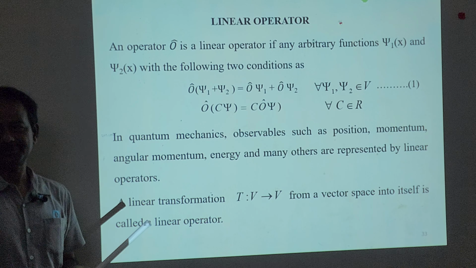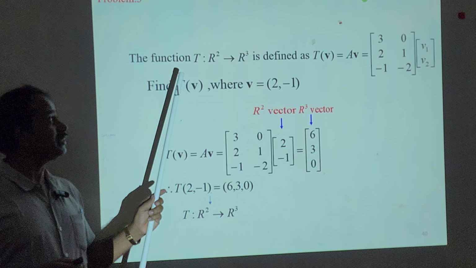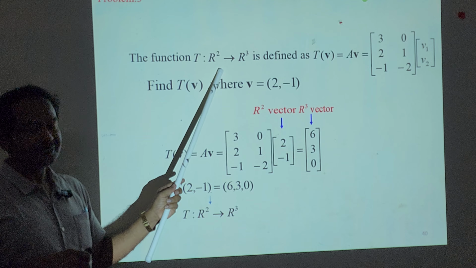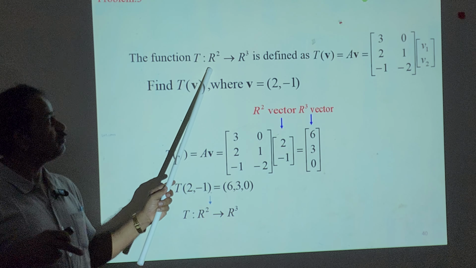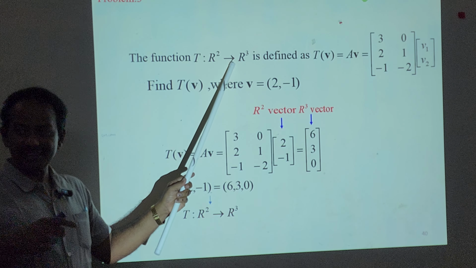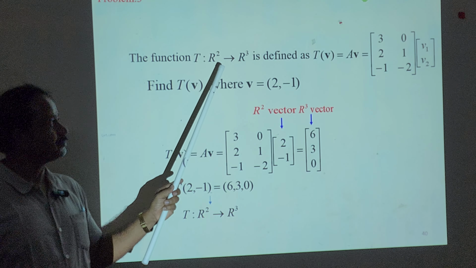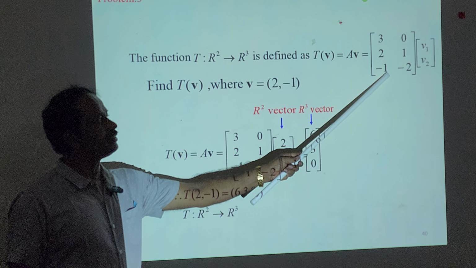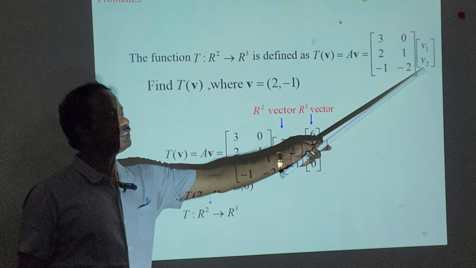Not only in vectors, but it also obeys in matrices too. So for example, you have T in matrices. We have R squared, which gives R3. Here we have the linear transformation of R squared: 2 coordinates will give you 3 coordinates. It is defined as T of V equal to AV, where A is given as this matrix and V vector is given as this. We are going to find T of V, where V is (2, -1).